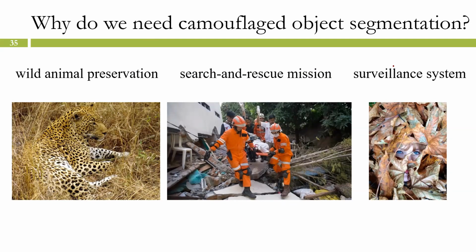Because we can use this in several tasks, like animal preservation, and it can be used in a search and rescue mission. In those search and rescue missions, we humans are actually just like a passive camera, because the object is covered by the background. It can also be used for surveillance systems.